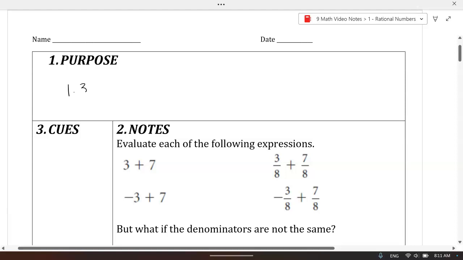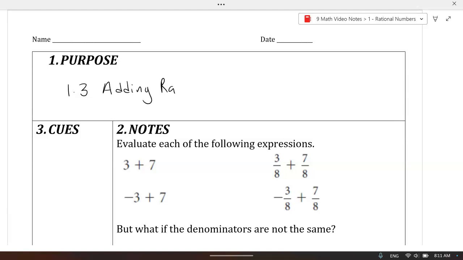1.3, adding rationals. So remember, rationals can be decimals or they can be fractions. We're going to focus mostly on fractions here, but decimals are definitely part of it. Remember to put your name on it so we know whose notes these are, and make sure that you put on the date.